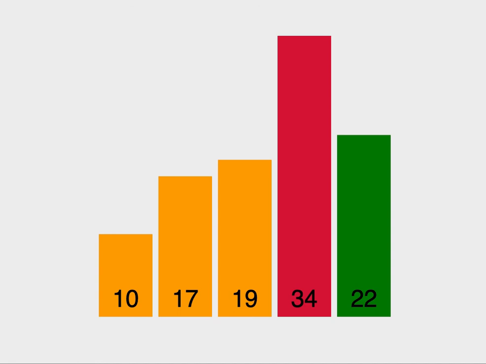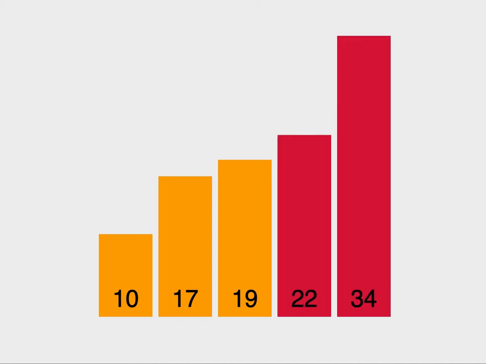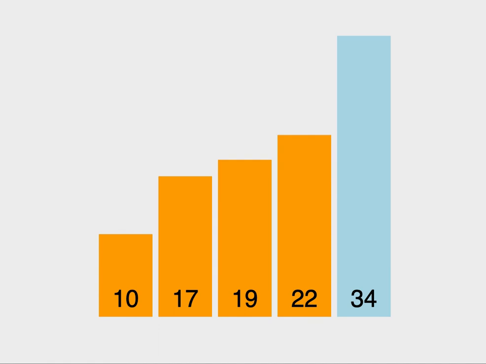Now with 22 and 34, we go back to the beginning because we're at the end of our loop through here, right? So we swap the positions of 34 and 22. We swap those positions, and now we're at the end of our array, and so no other sorting needs to be done. And so now our array has been sorted.